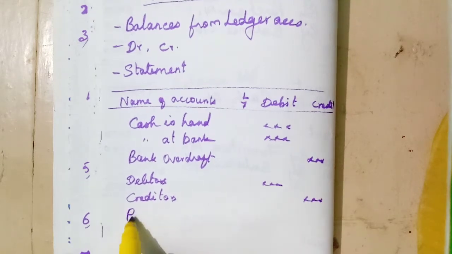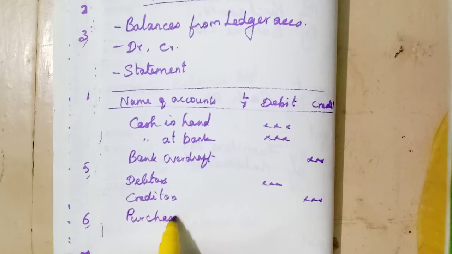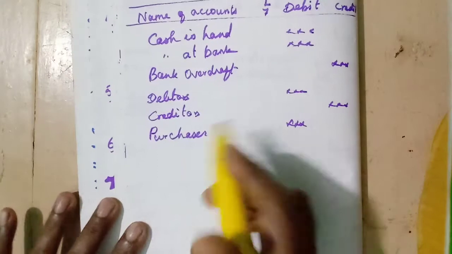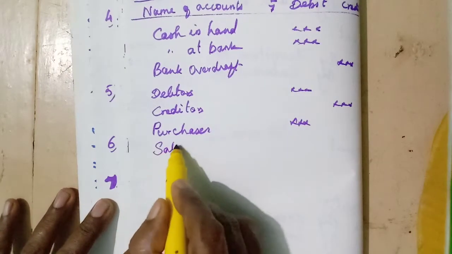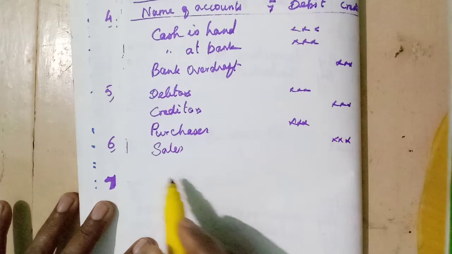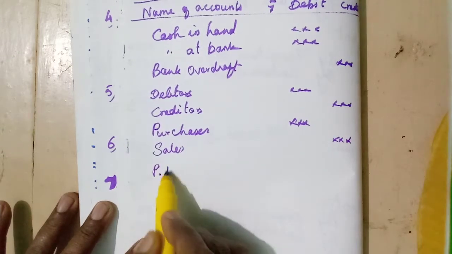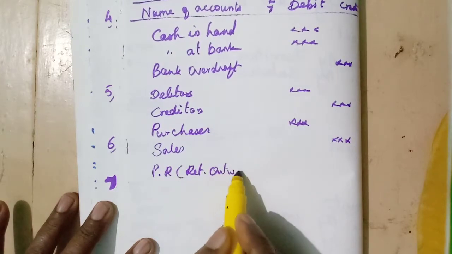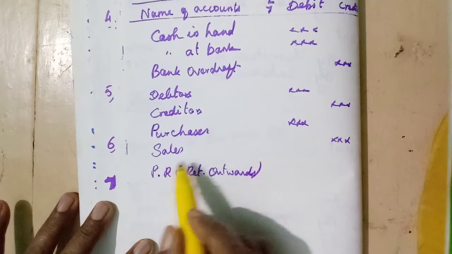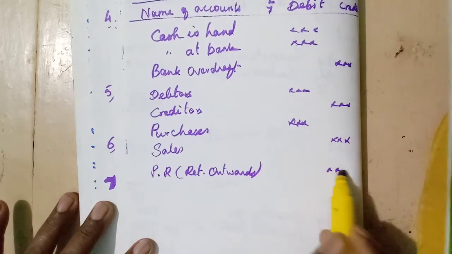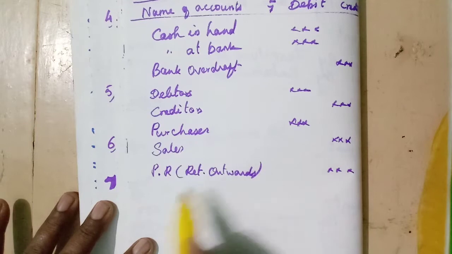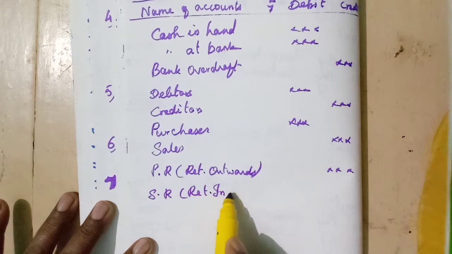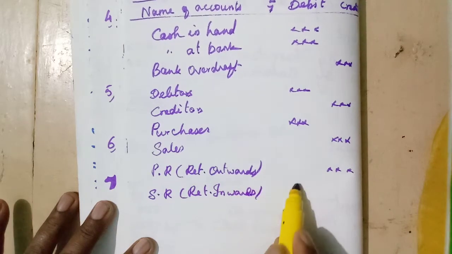Then purchases, debit balance. Then sales, it shows credit balance. Then purchase returns or returns outwards. Purchases debit means purchase returns credit balance. Sales credit. So sales returns or returns inwards, that is debit balance.